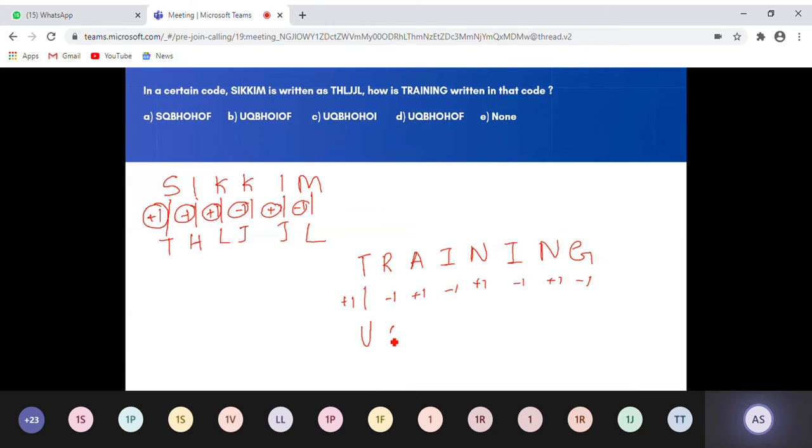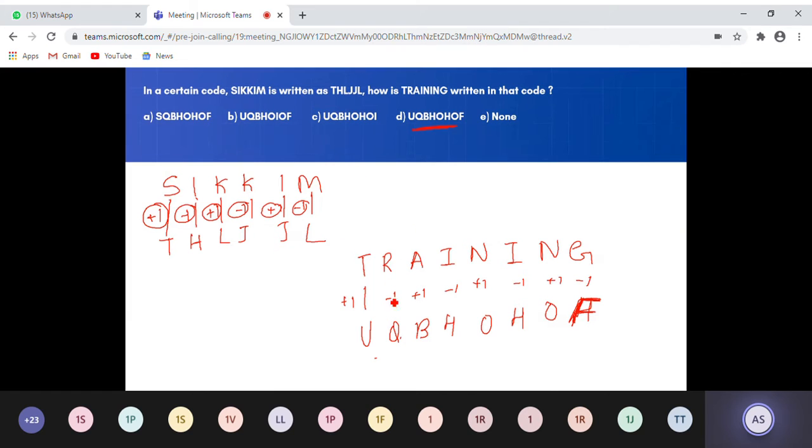This will be Q. A +1 will be B. I -1 will be H. N +1 will be O. I -1 will be again H. N will be O. This will be H, and it will be F here. Sorry, this will be F, -1, right? So it will be U Q B H O H O F. That is the answer, option D.